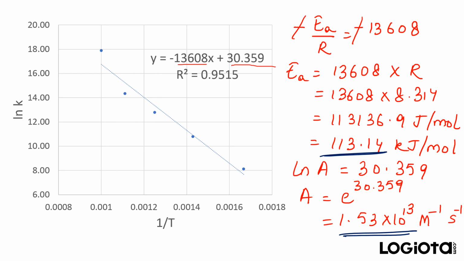So you will use the data which is given in the question. Then you will convert it such that you get the values of ln k as well as 1 by T. Then you will make a plot and put a linear fit. From that linear fit, you will make an equation of a line. From that equation of the line, you will calculate the values of EA and capital A. Right? So I hope this whole thing was clear to you.